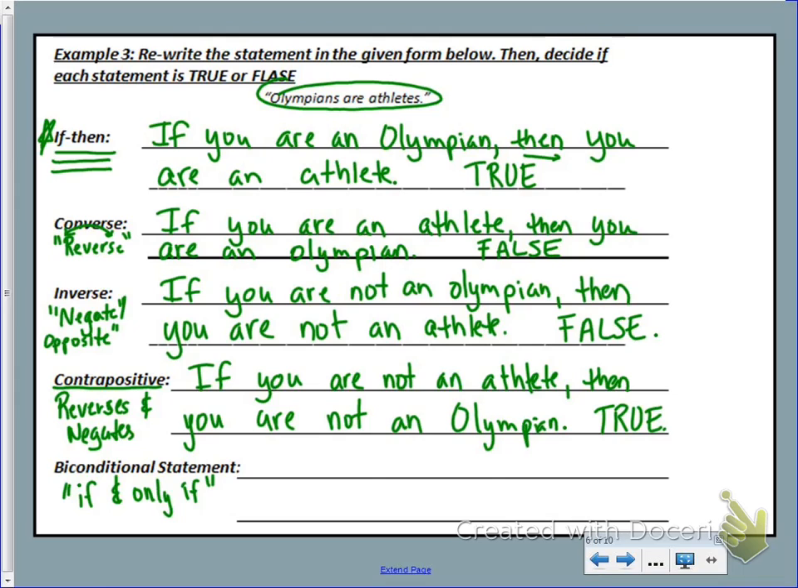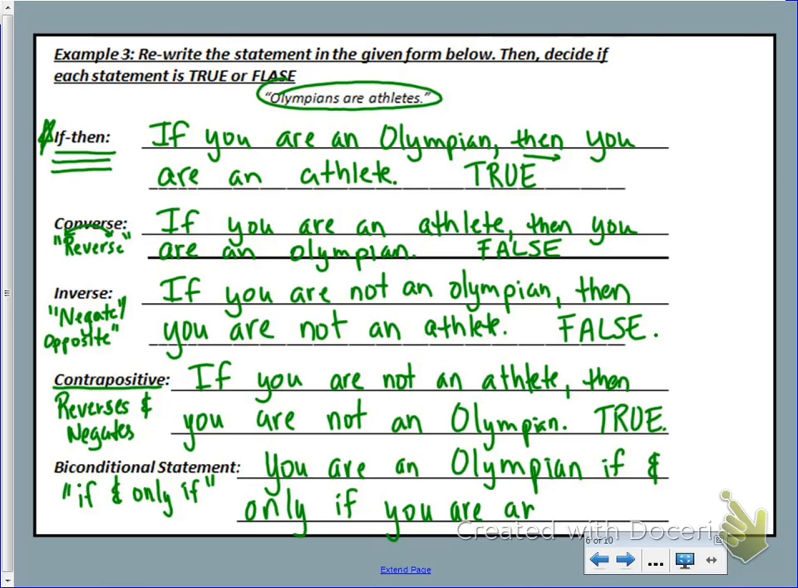So we're going to say, you are an Olympian. Here's the "if and only if" part. If and only if you are an athlete. Now the reason why this one doesn't suit the rest is the first four are a lot more similar. They're an if-then form, whereas biconditional statements are not. They're going to have the "if and only if" statement in the middle.